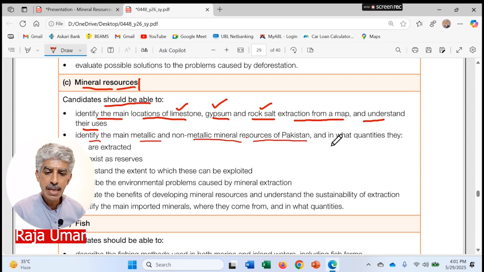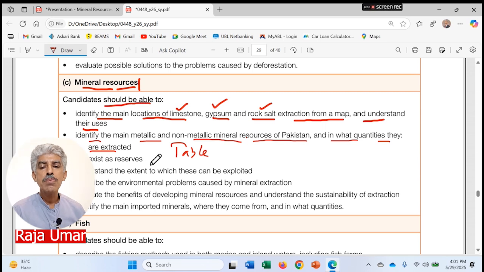Identify the main metallic or non-metallic mineral resources of Pakistan and in what quantities they are extracted. It means that you must know about some table or graph which might show how much quantity of those minerals is available in Pakistan, how much is already extracted, and how many deposits still exist as reserves and are not yet extracted.